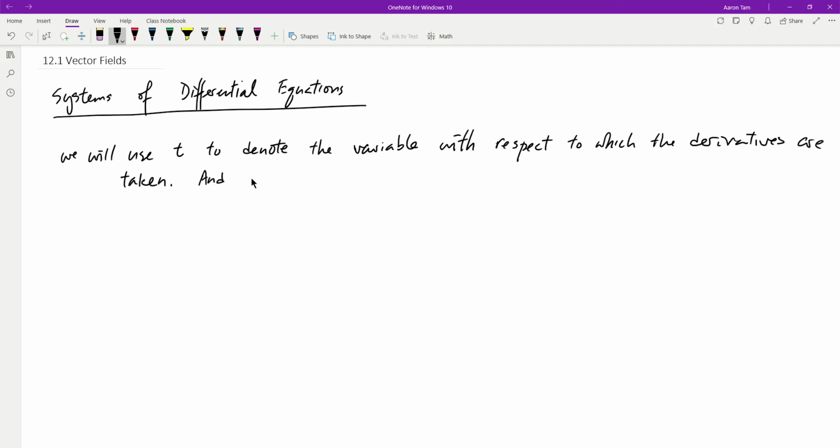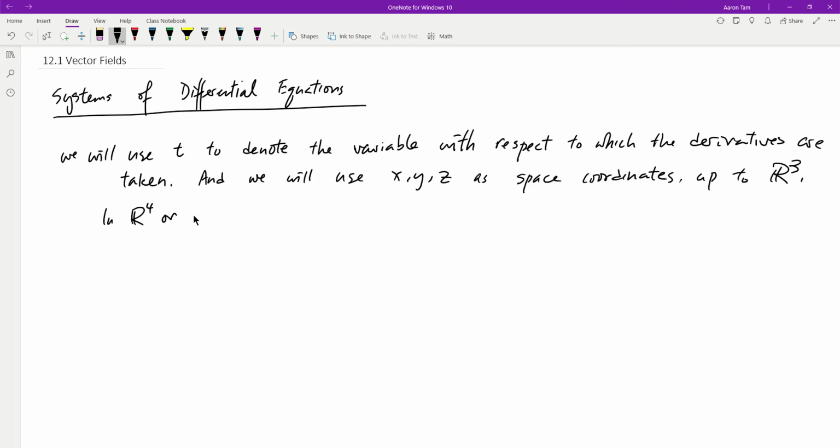And on the other hand, we will use x, y, z as the space coordinates. So we are basically defining a position in space using the t variable, which is like a time variable. Only, of course, up to R3, just like how we normally would do it. In dimensions higher than R3, we will resort to using subscript notation.